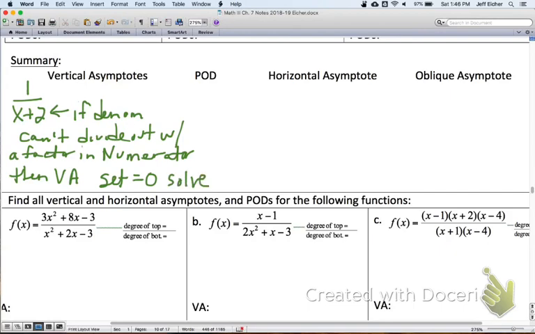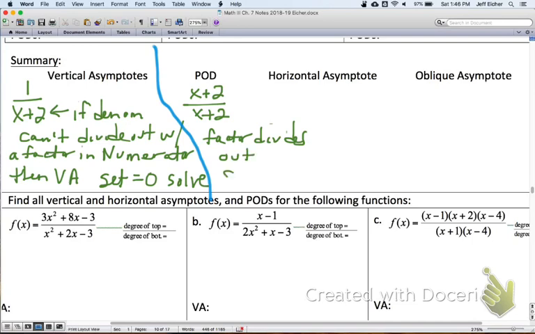A point of discontinuity would be a situation where you have factors that divide out. You set that factor equal to 0 and solve, and that tells you the location of a point of discontinuity. Once you find the x-coordinate, you would plug it into the function to find the y-coordinate of the point of discontinuity, and we'll do that a little bit later.